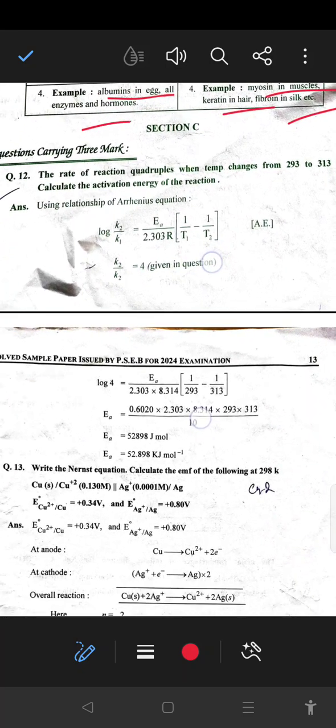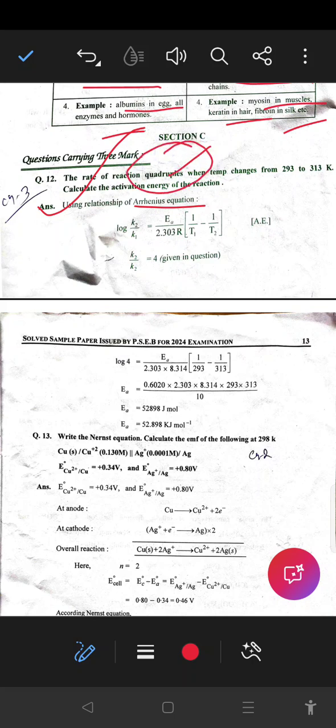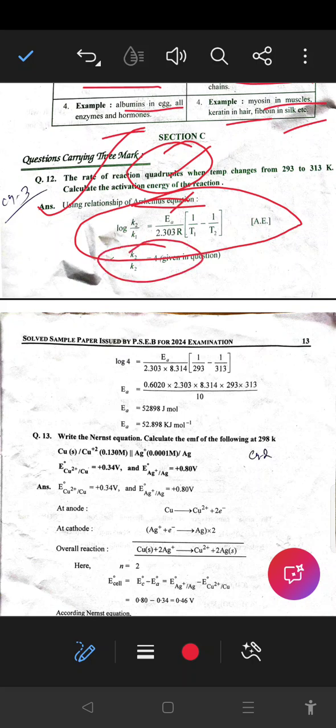Next we have 3 marks questions coming. The first question is based upon the chemical kinetics chapter, on the Arrhenius equation. As we know, temperature 1 and temperature 2 are given, and the rate constant becomes quadruple. As we know the Arrhenius equation, log K2 over K1 equals Ea, the activation energy, divided by 2.303 R, into 1 over T1 minus 1 over T2. K2 over K1 is given, that is 4.